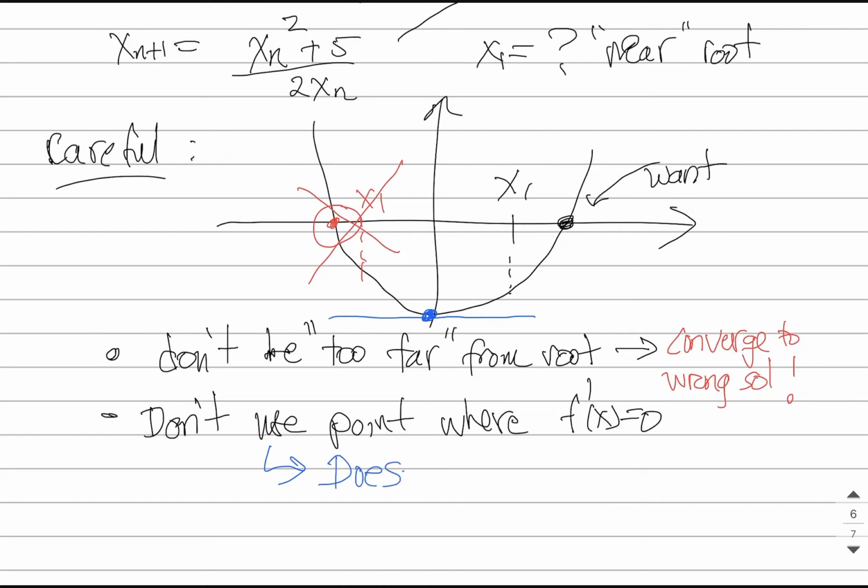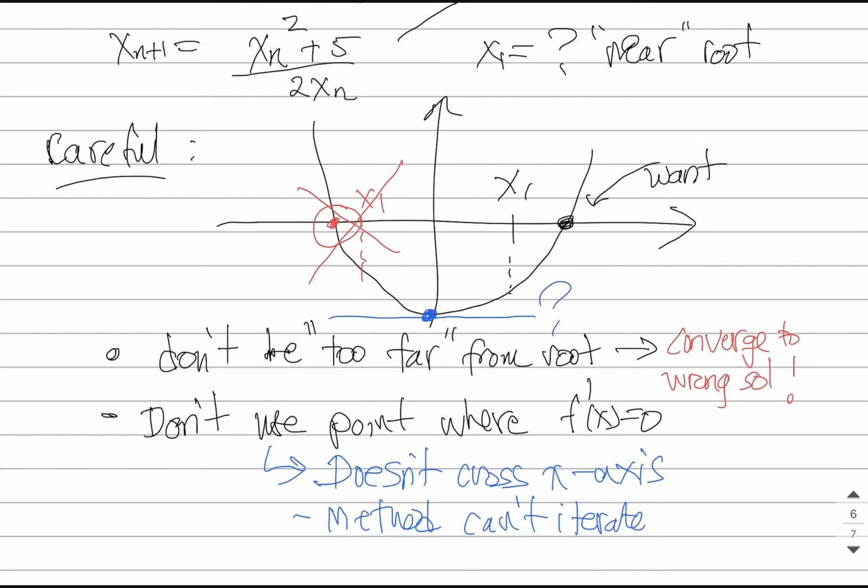This tangent line doesn't cross the x-axis. And that means the method can't iterate. If you draw this tangent line here, there are no solutions. It doesn't know where to go. It can't seek out the root because it will never cross the x-axis. So if you can avoid it, don't start at a point where you have a horizontal tangent line.